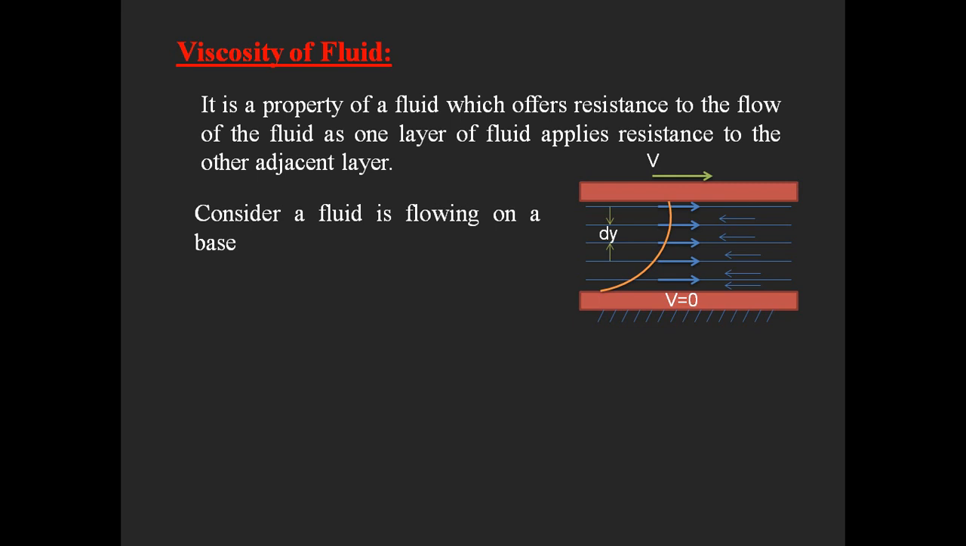Next I want to derive the equation for the viscosity. For that I want to assume two layers which are at a distance of dy, where one layer is moving with a velocity u and the other layer is moving with a velocity u plus du. Why? Because when you are going upward the velocity is increasing. If it is u, the small change in velocity I am assuming is du. So the layer above it has velocity u plus du. These are the two layers I've assumed.